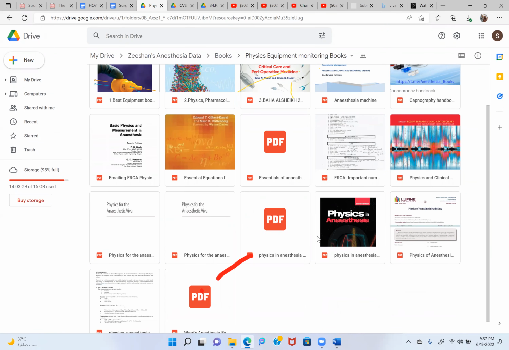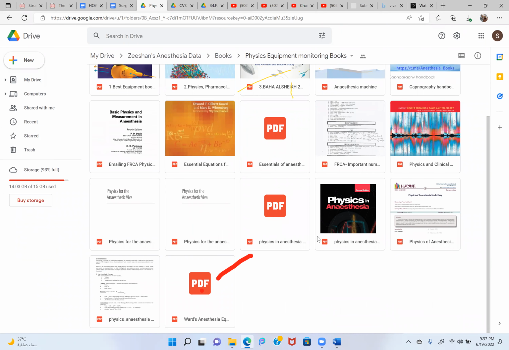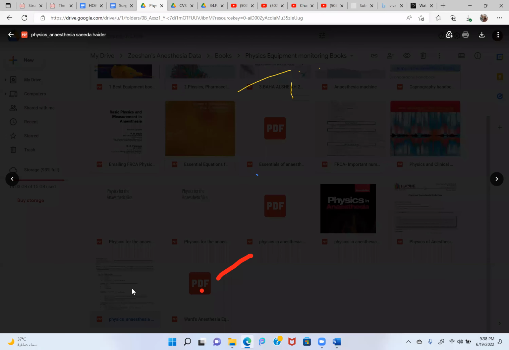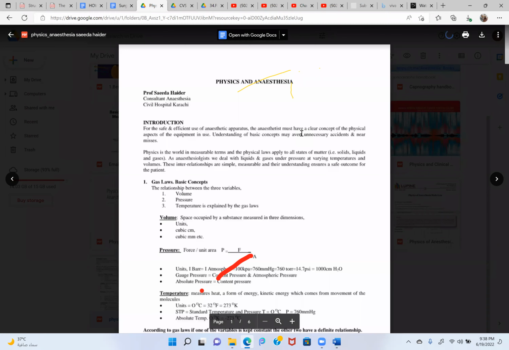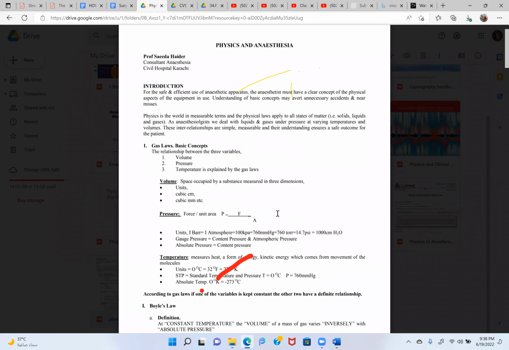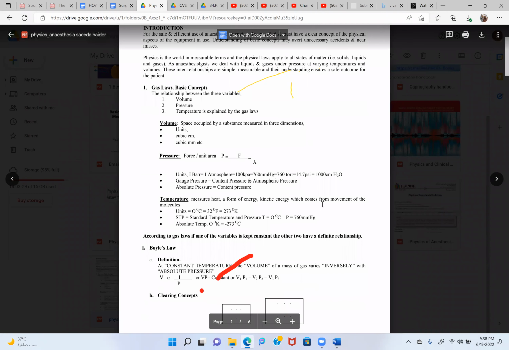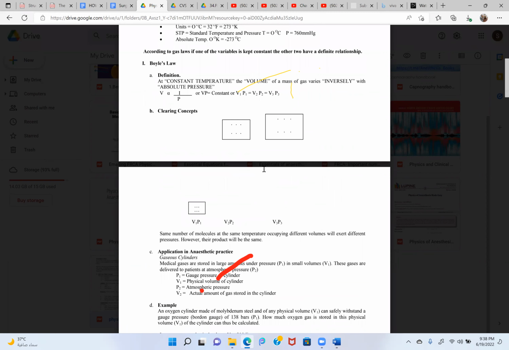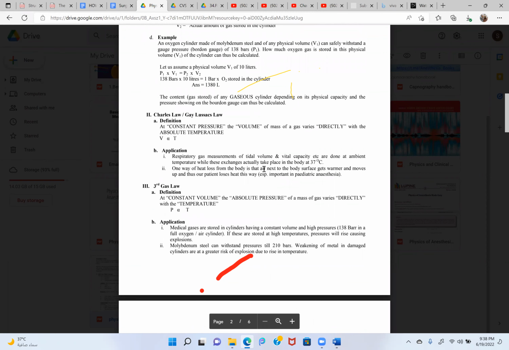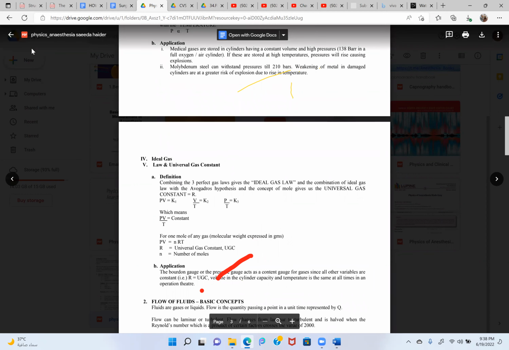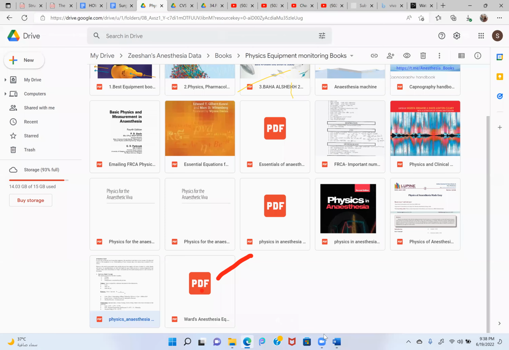And the rest is just for finding any specific topic. If you are not clear, you can go into detail. You will find one file here by one of our professors back in Pakistan. She is a very senior professor, and she has tried to cover some of the clinical application of gas laws, the physical principles of gas laws. So it is also very helpful if you want to clear your concepts of basic sciences.